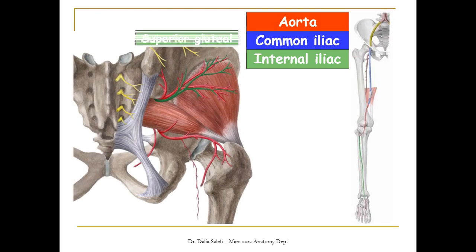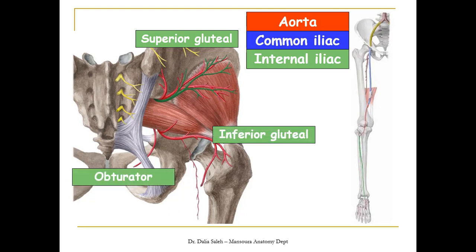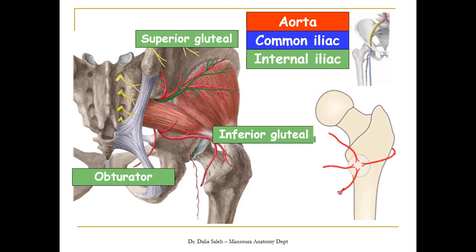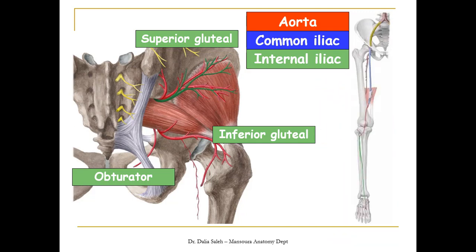The first branch is the superior gluteal artery, which leaves the pelvis through the greater sciatic foramen above the piriformis muscle, and it supplies structures of the gluteal region. While below the piriformis, we have the inferior gluteal artery and the obturator artery. These two arteries will also leave the gluteal region and descend downward to the thigh. The inferior gluteal artery will share in the arterial anastomosis at the back of the thigh, while the obturator artery will descend on the medial aspect of the thigh and supply the muscles there.